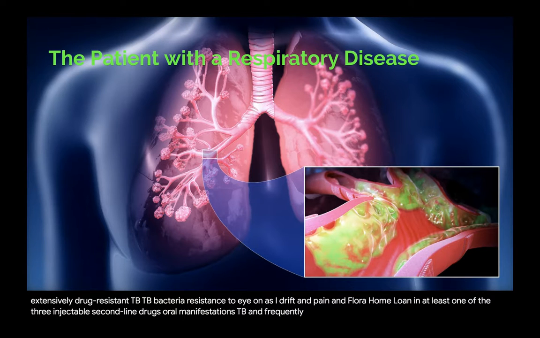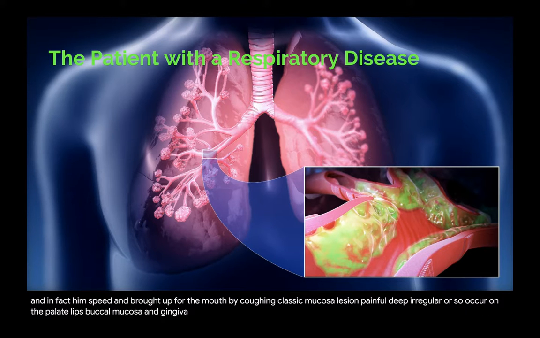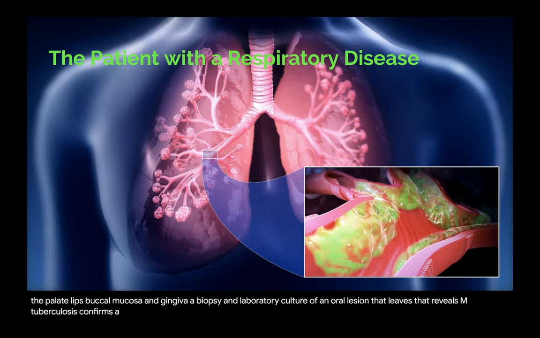TB infrequently appears in the oral cavity from pulmonary organisms and infectious sputum brought up through the mouth by coughing. Classic mucosal lesion: painful, deep, irregular ulcer on the dorsum of the tongue. Lesions can also occur on the palate, lips, buccal mucosa, and gingiva. A biopsy and laboratory culture of an oral lesion that reveals M. tuberculosis confirms a diagnosis of TB. Glandular swelling: cervical or submandibular lymph nodes infected with TB.